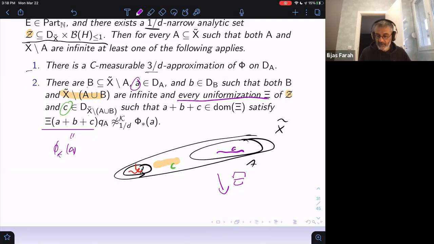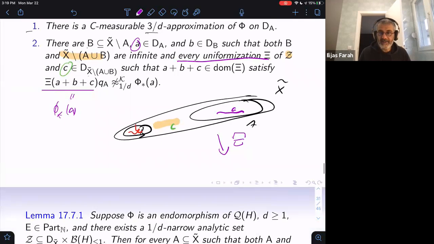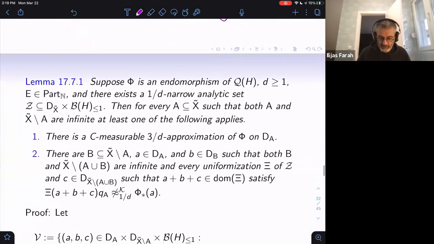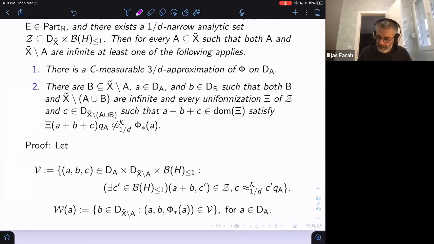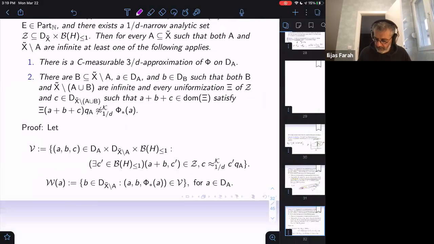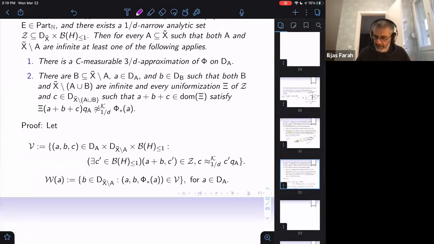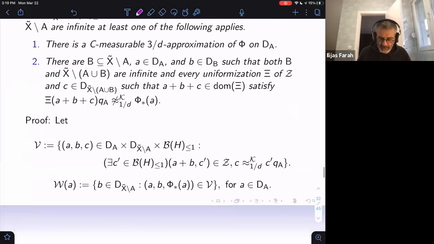Right, so we have 12 minutes left, but it's actually a short lemma, so I think I can do it. So basically, here is the proof. All right. We take V to be the set of all triples A, B, C.